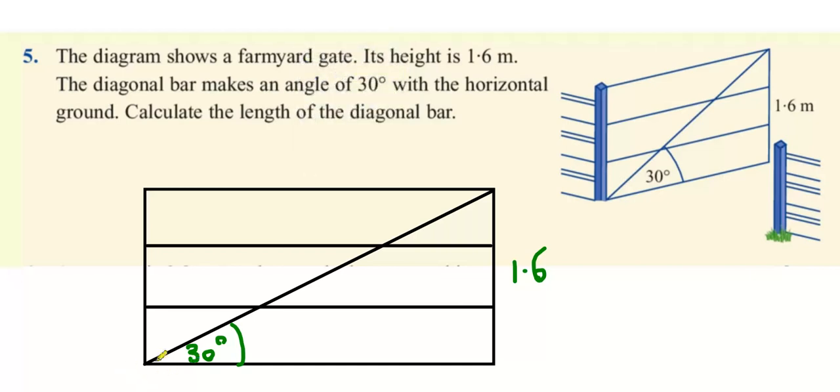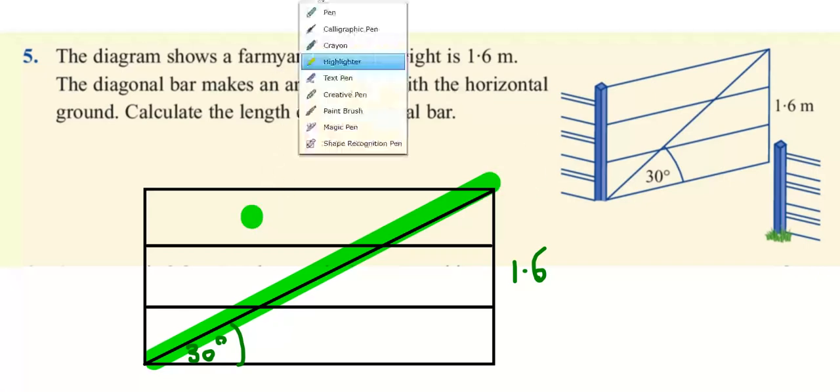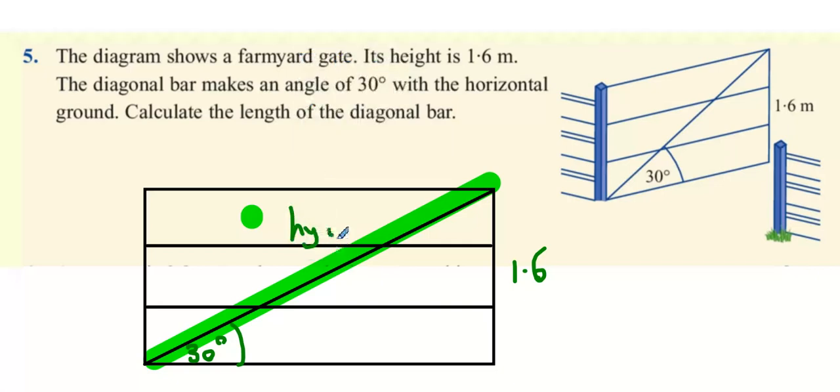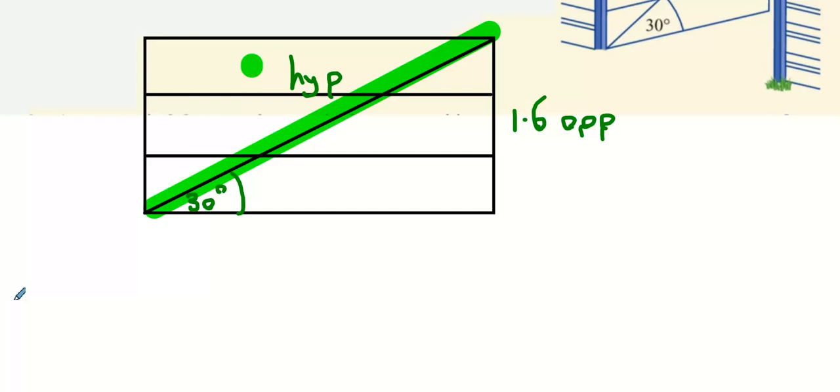The length of the diagonal bar is obviously the hypotenuse, which is represented by green here. So I'm looking for the hypotenuse and I know the opposite. So that's silly old Harry, opposite and hypotenuse, chase a horse through our attic. So what we're going to do here, guys, is use sine, opposite and hypotenuse. So sine 30 equals the opposite, which is 1.6, divided by the hypotenuse, which we'll just call x.